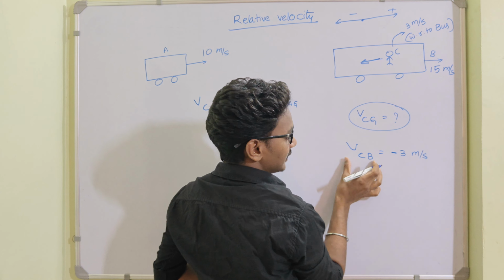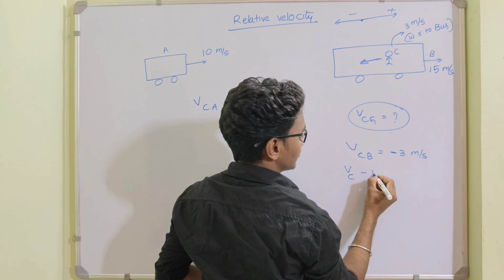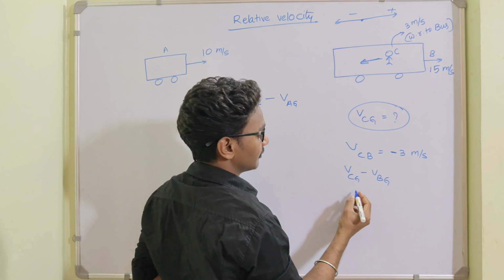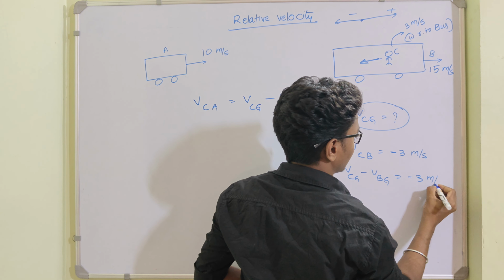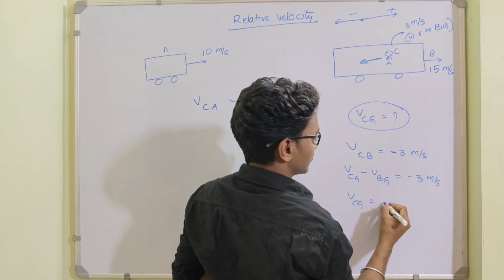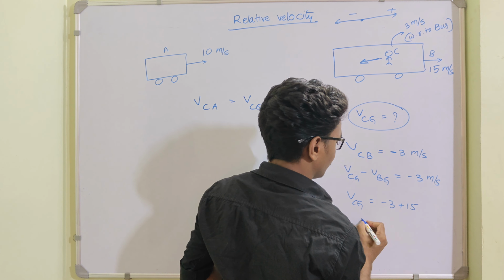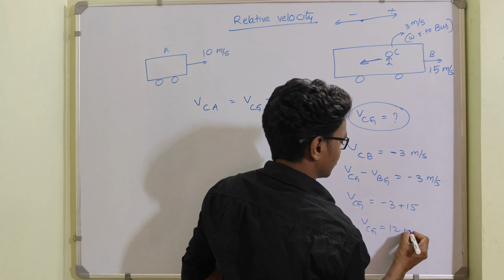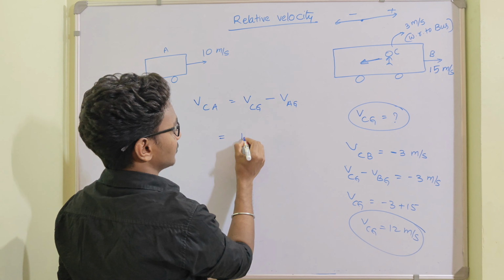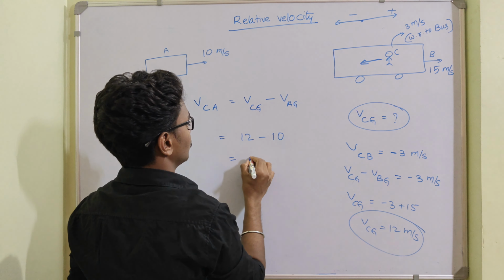So split this. You can write this as VC minus VB, that is the velocity of C with respect to the bus, which is -3 meter per second. VB, the velocity of the bus with respect to ground, we know, this is 15. Send this to that side. This becomes plus 15. VC is 12 meter per second. Substitute here. This is 12 minus 10, 2 meter per second.